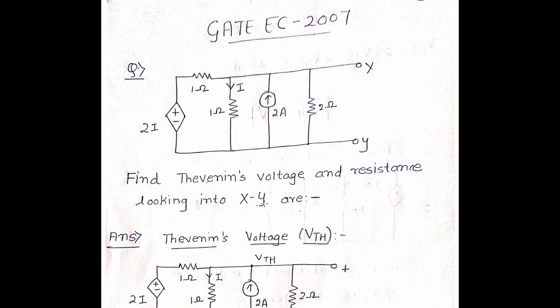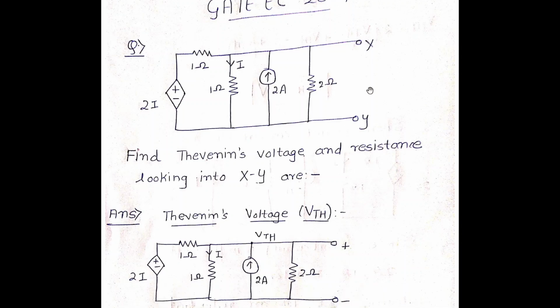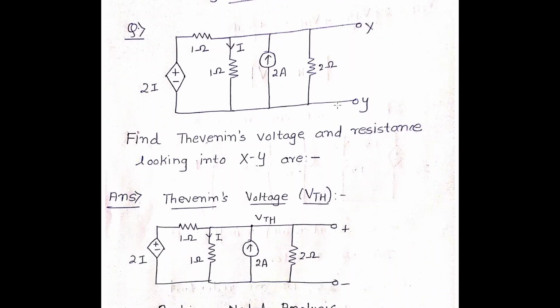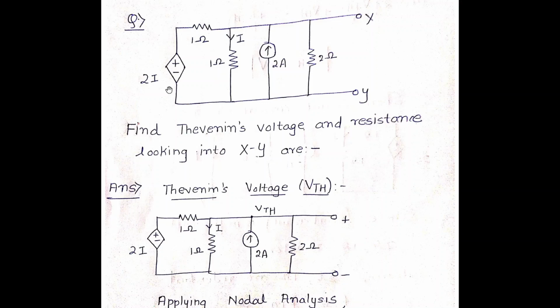So the first question is basically on this numerical. This question was asked in GATE 2007 EC branch. The question says, we have a dependent voltage source named 2I. The current I is basically flowing through this 1 ohm resistor. Then we have a 1 ohm resistor, we have a 2 ampere current source, and we have a 2 ohm resistor. Find the Thevenin voltage and resistance looking into XY.